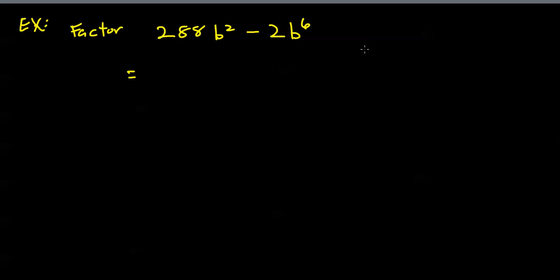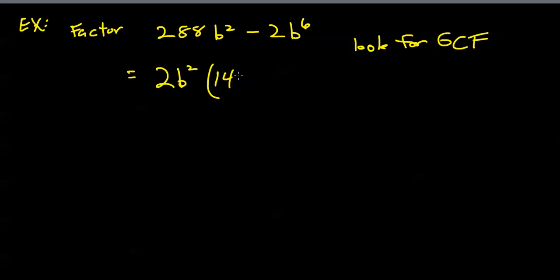Well, look for a GCF. Always look for a GCF first in any factoring problem. And what's the GCF here? Well, I think I see a factor of 2 that I can factor out, and I can factor out a b squared from this binomial. So 2b squared is going to be a GCF. What's left inside then is 144 minus b to the fourth power, right?